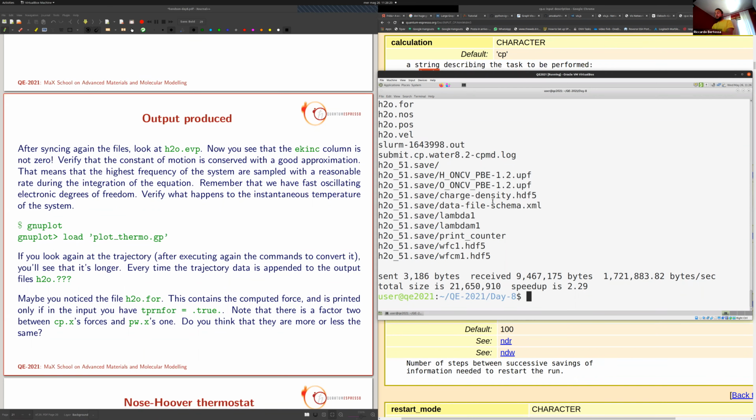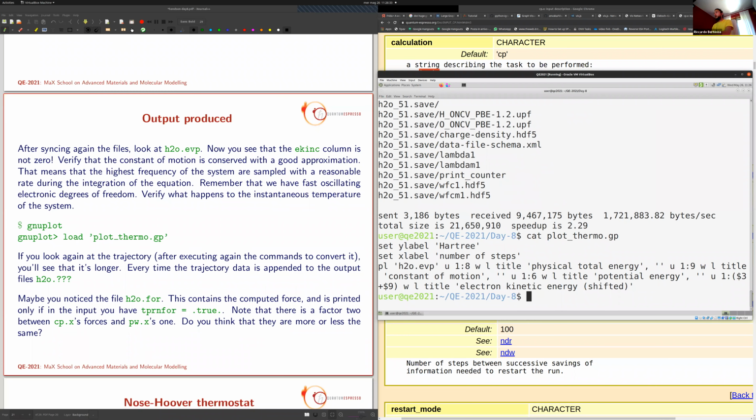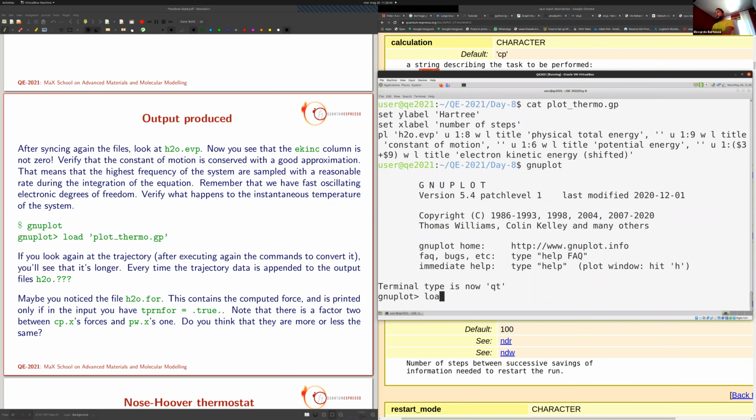I already showed you how the output appears in the terminal, but now let's use a plot. I prepared a small script, it's nothing special, you can see it. It plots some columns of the output files. So I will run it. Plot thermo. I don't know if you know, but if you press tab in the terminal it will try to autocomplete what you're writing, so you can type faster.